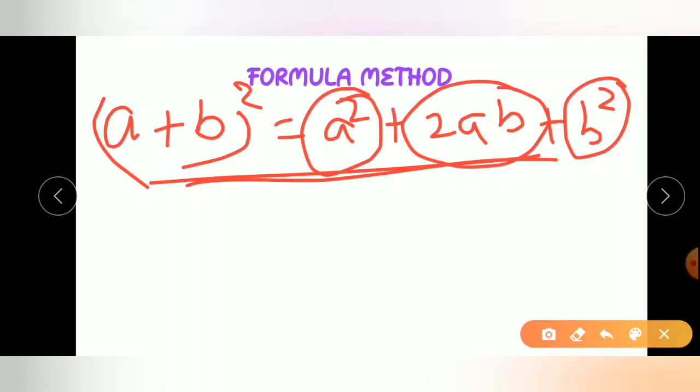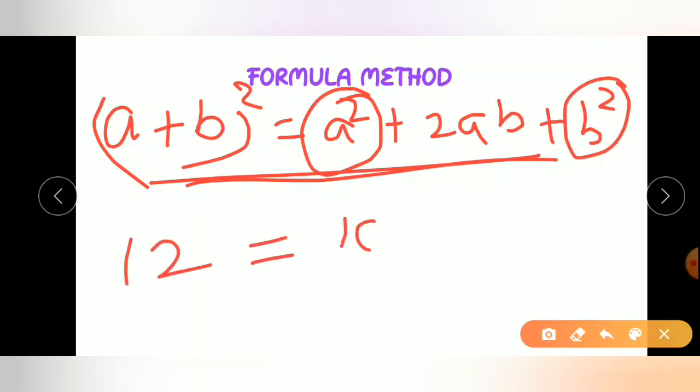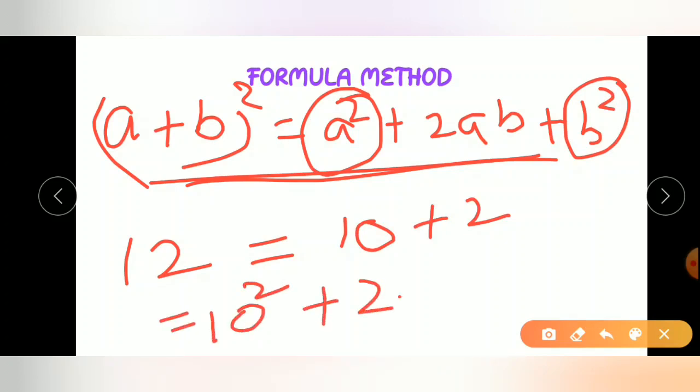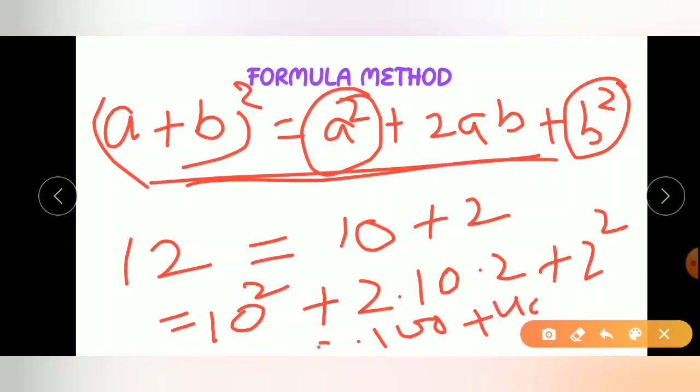That means in the case of 12 squared, we know that 12 equals 10 plus 2. This can be reduced as a square plus 2 into 10 into 2 plus 2 square, which becomes 100 plus 40 plus 4, which becomes 144. This is our formula method, but it can be reduced in some manner which can be done very easily. Let's start.